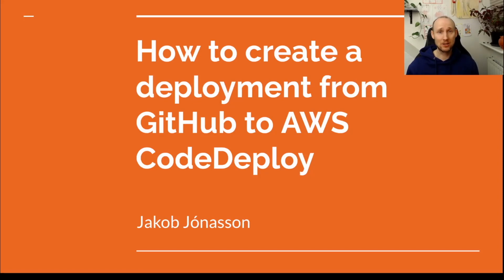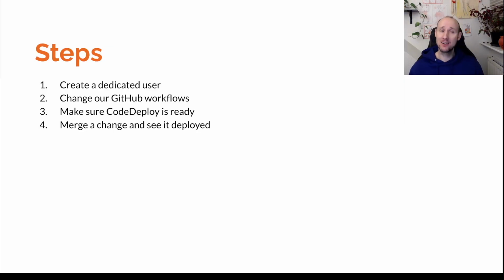In a previous video, I showed you how to create a manual CodeDeploy deployment for a Docker Compose application. In this video, I'm going to integrate that into my CI/CD pipeline, so whenever we merge to main, we deploy the application. Here are the steps of this video.